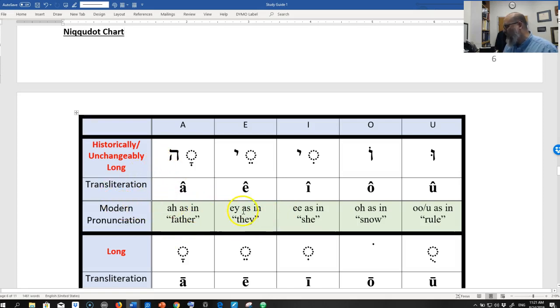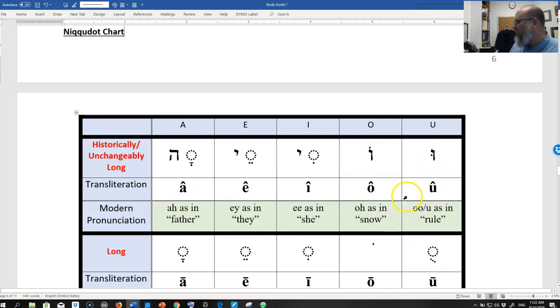If this helps you, these are all unchangeably long vowels. And if you just remembered A, E, I, O, U, in terms of transliteration, all those have the little hat, the little pointy hat. That's how you can remember it. Ah for father, A as in they, E as in she, Elohim, okay, O as in snow, and U as in rule.